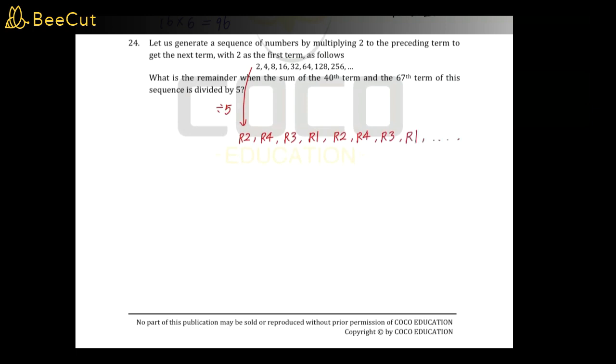So we can see the repeating pattern. Every 4 numbers, it repeats itself: 2, 4, 3, 1. So the 40th term, 40 divided by 4, this is R0. No remainder means it's the last term of the pattern. The last term of the pattern gives us a remainder of 1. So the 40th term is remainder 1.